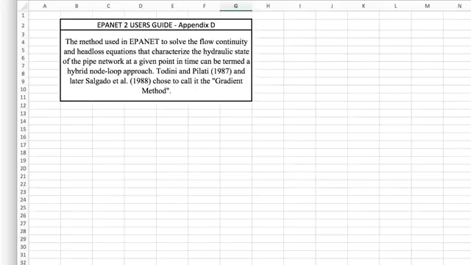Okay, just on screen here I've got a little snippet from the EPANET 2 User's Guide Appendix D, where it describes the method used in EPANET to solve the flow continuity and head loss equations that characterize the hydraulic state of the pipe network at a given point in time, which can be termed a hybrid node loop approach. Todini and Pilati, etc. called it the gradient method.